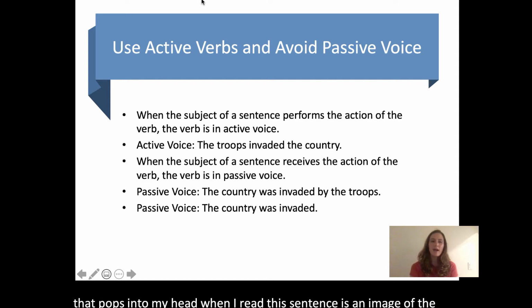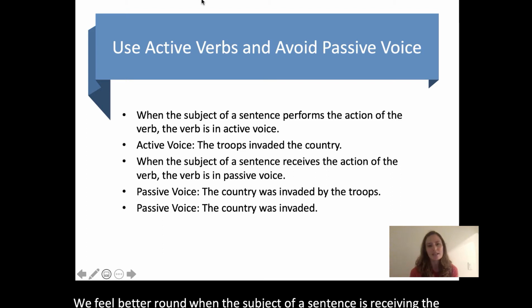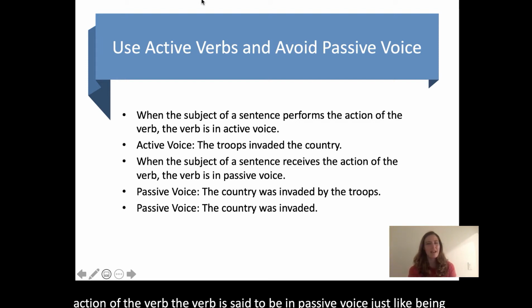If we flip that around, when the subject of a sentence is receiving the action of the verb, it is said to be in passive voice. Just like being passive in life isn't always a good thing, using passive voice in writing isn't always a good thing either. It's better to use active voice. So if you say something like, the country was invaded by the troops, we've put the actor in the sentence, the troops, at the end of the sentence, right? We also have filler words like was and by. It's a passive sentence. It's a weaker sentence.